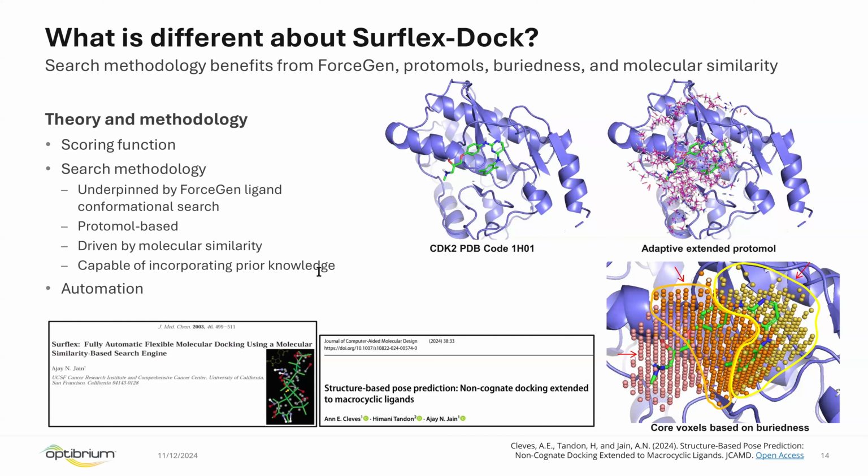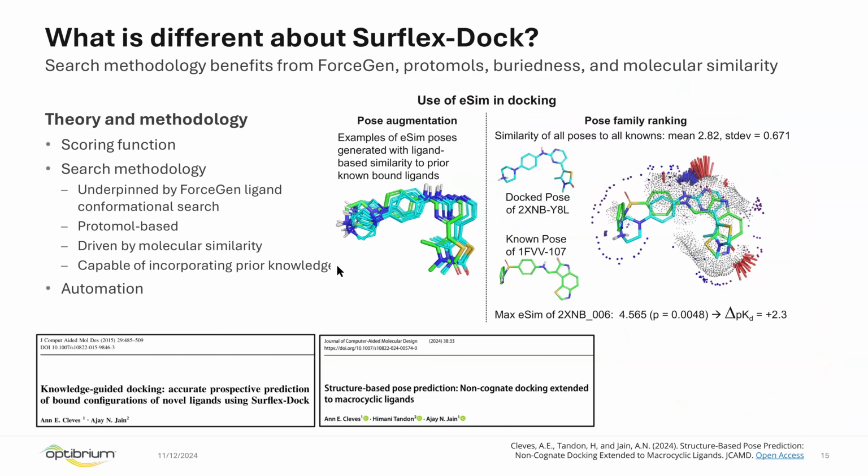One other thing that's different about our approach is that we can incorporate prior knowledge both in the search process and in the scoring process. And we introduced this idea back in 2015 with the PINC data set. The PINC is not cognate, so it was the first cross-docking paper of substantial size in terms of the benchmark. So we use prior known ligands to help generate poses using similarity during the docking process, something you can turn on or off if you want to.